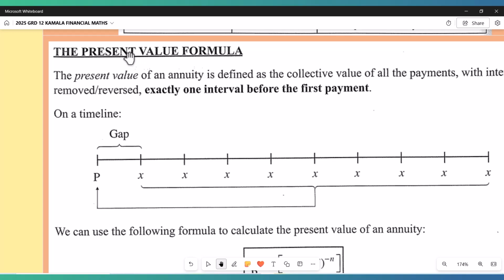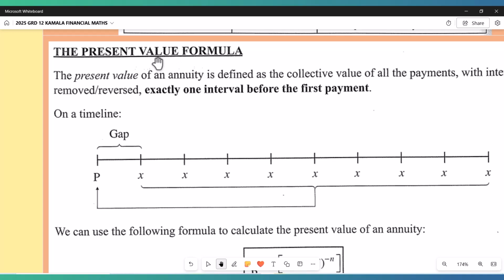The present value formula is the formula which we use when we talk about loans and mortgages. Why is it called present value? If somebody badly needs money, that person needs it presently. So this is called the present value formula because if somebody needs money, they need it presently. You cannot go for a loan and they say, we're going to give you the loan next year. That will not be acceptable.